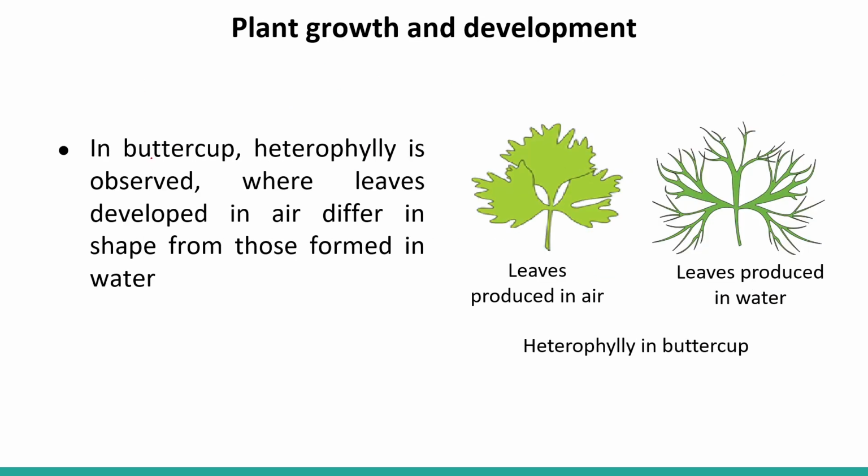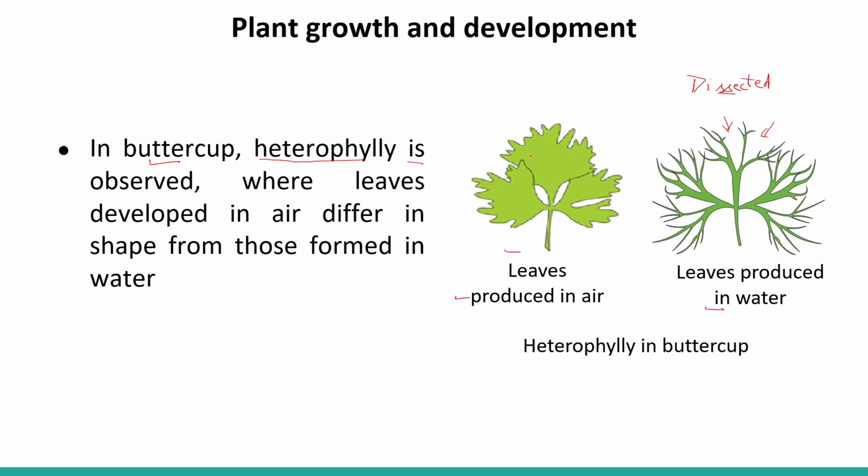Next, another example is seen in buttercup. Again, two kinds of leaves are seen. One of the leaves is produced in air; it looks like this and has a larger lamina. The leaves produced in water are heavily dissected so that air or water current can pass through them.